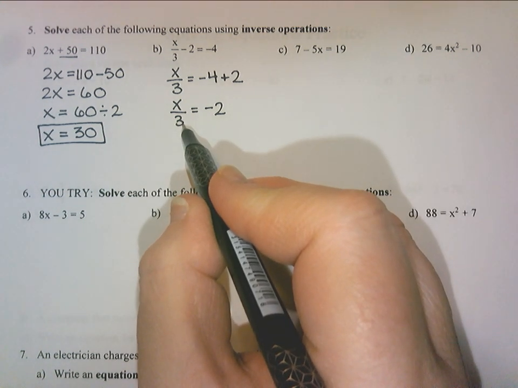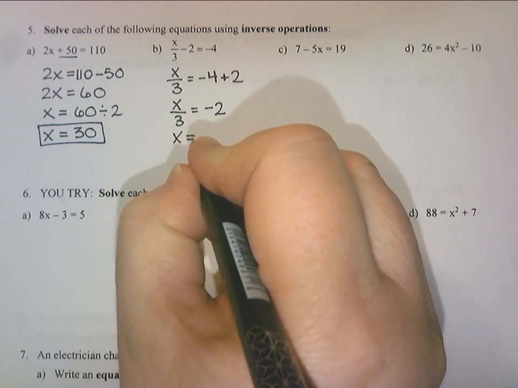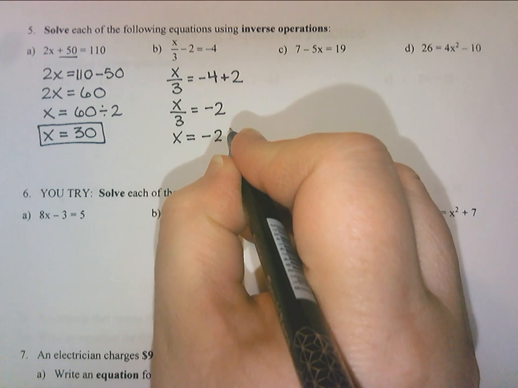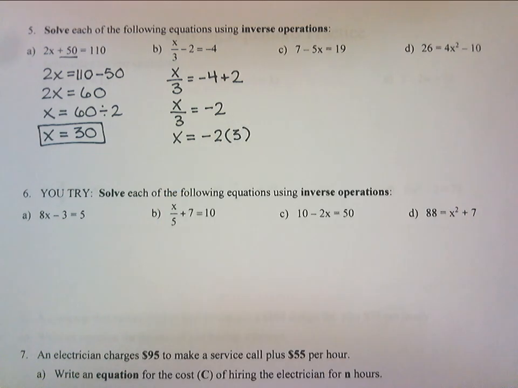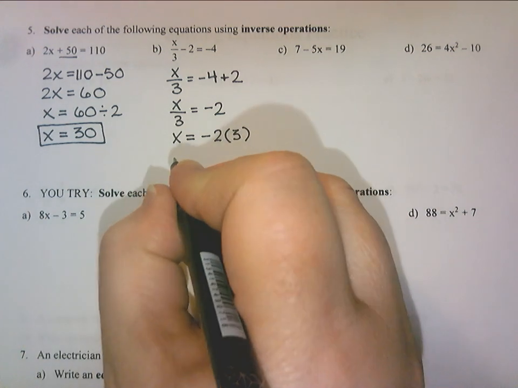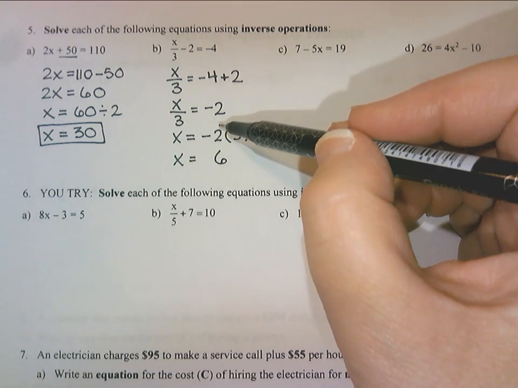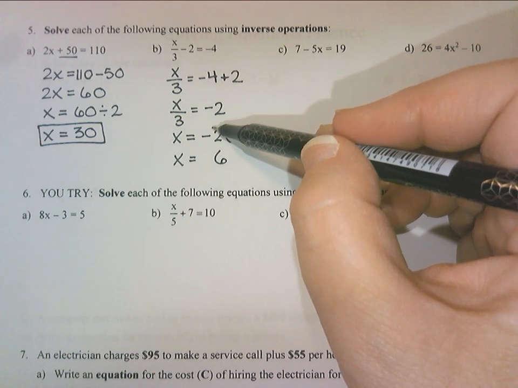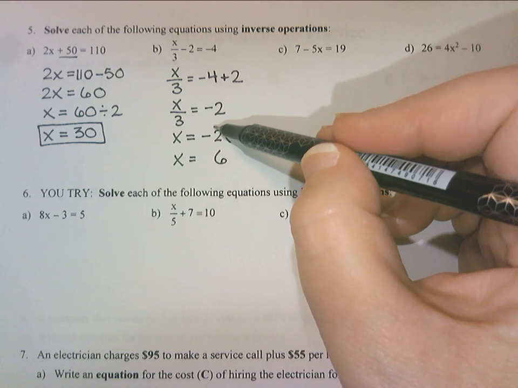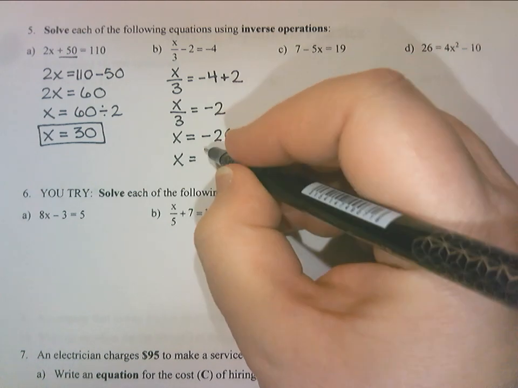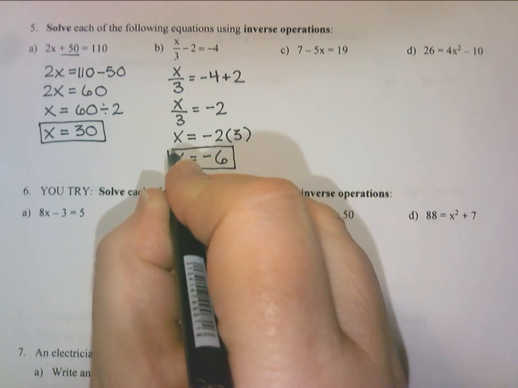So what I want to do is use the opposite operation to take that to the other side. So I'm going to do -2 times 3, not plus 3. Opposite of division is multiplication. So -2 times 3. 2 times 3 is 6. And then with multiplication and division, we look at the signs. If the signs are the same, it's positive. If the signs are different, it's negative. So here the signs are different, so this is definitely a negative. So x equals -6.